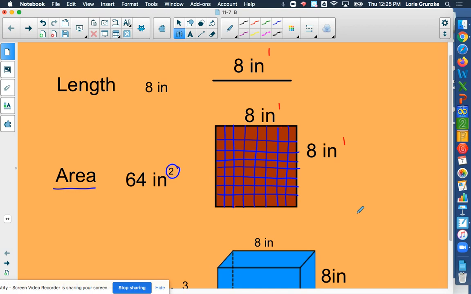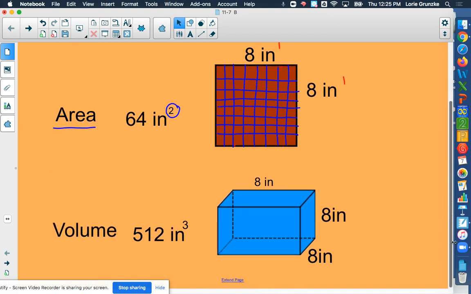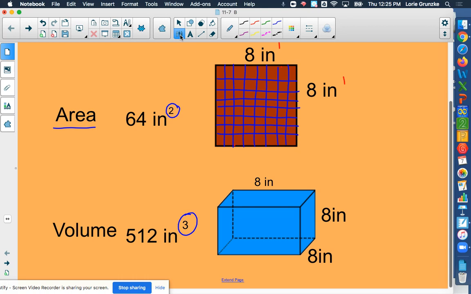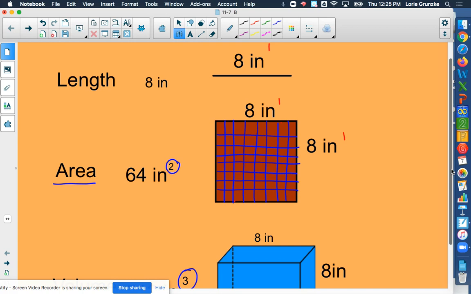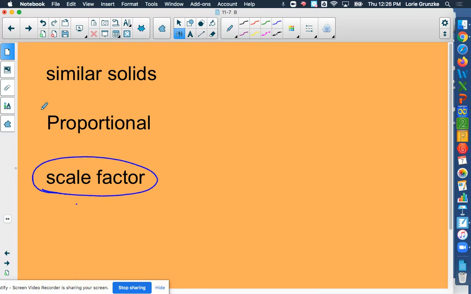Then we go to our third dimension, where we take an 8-inch cube, 8 inches by 8 inches by 8 inches. If I put blocks inside of there, you would multiply your base, 8 by 8, by your height, and you'd get 512 inches cubed. So we're going to be talking about cubes and squares and first power of things, and then we're going to look at shapes and do some scale factors. I want you to remember this: scale factor is always to the power of 1.